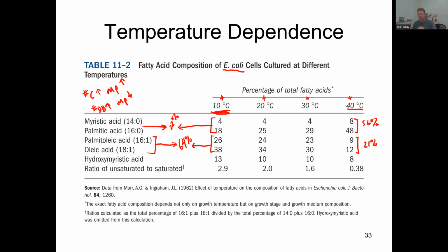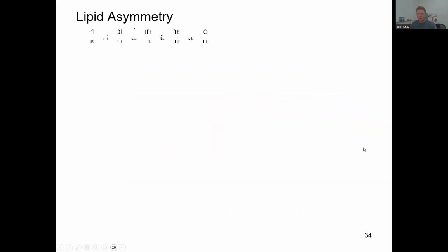And that is done by, at low temperatures, favoring unsaturated, and at high temperatures, switching what we favor to the saturated fatty acids. Okay, so that I think is maybe one of the most important things to understand about this. You want, at all temperatures, the mobility of the cell membrane to be comparable.